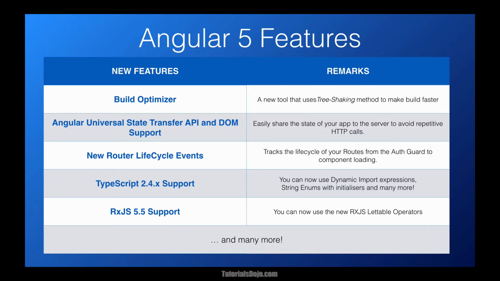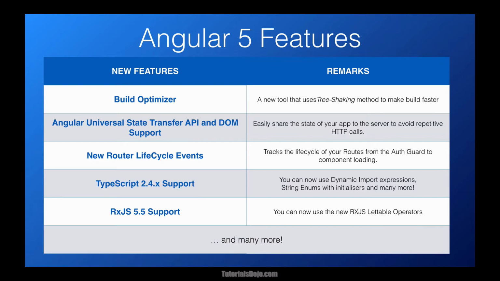Second, the Angular Universal State Transfer API is a new feature that enables you to easily share the state of your application between the server side and the client side of your app. The concept is basically this: it transfers the state of your application to your server to avoid repetitive HTTP calls. A new item is also called Domino for the platform server to support more DOM, or Document Object Model, manipulations.